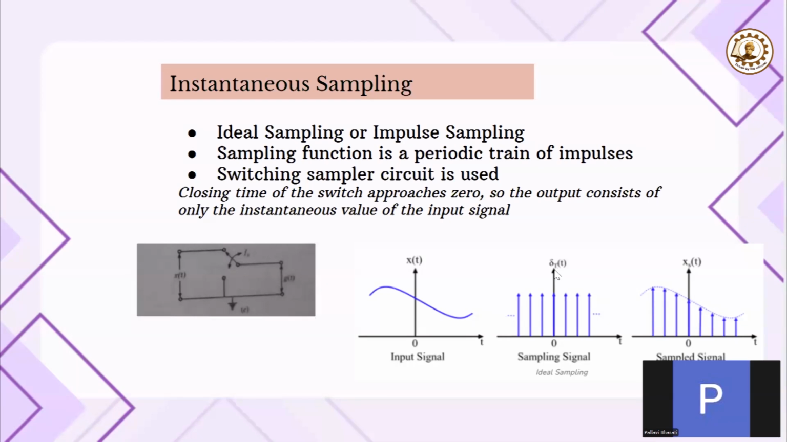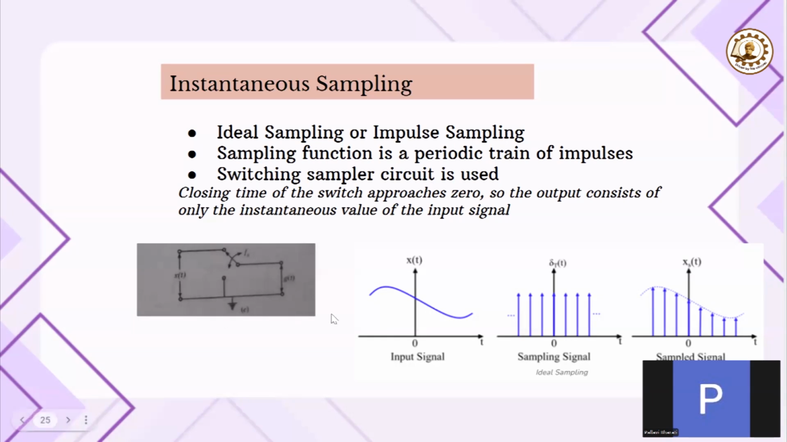Why is t written in the subscript at the bottom? This t is your time period of sampling, so you can say this is your sampling period. If this sample is at 0 and the sampling period is t, the next sample will be at t, the next after that at 2t, 3t this way, and on this side it is minus t, minus 2t, minus 3t. Switching sampler circuit is used.